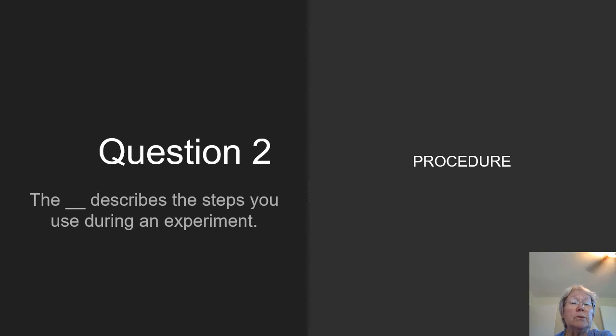Question number 2. The blank describes the steps that you use during an experiment. This is called the procedure. There's also another word for it, and that's protocol, which we'll talk about in a little bit. But for this question, you need to write down the word procedure. P-R-O-C-E-D-U-R-E. Give you a couple of seconds to get that.